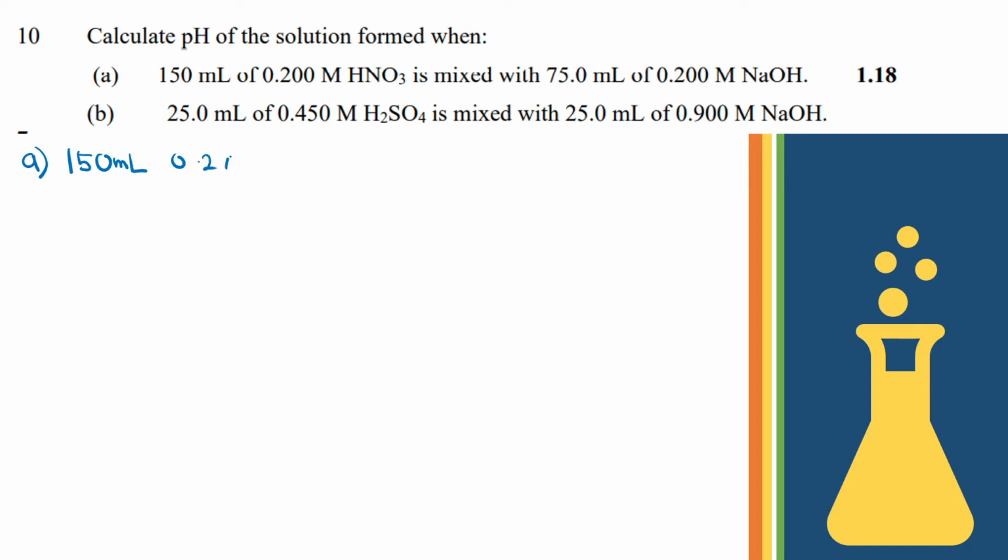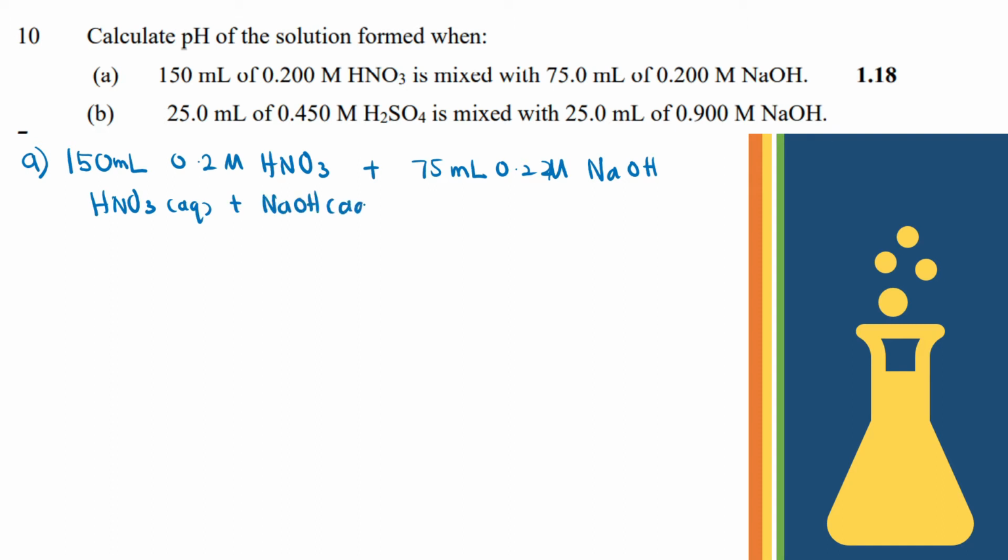So the equation for A: 150 ml of 0.2 molar HNO3 plus 75 ml of 0.2 molar sodium hydroxide. The equation is HNO3 plus sodium hydroxide, and it will produce salt and water.